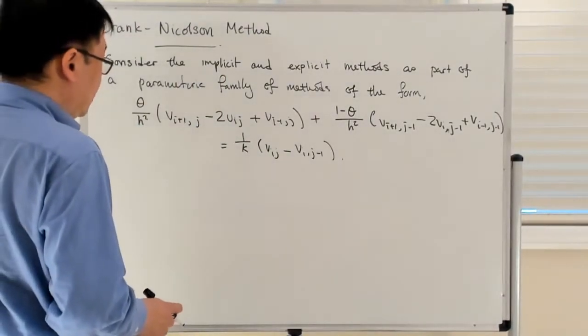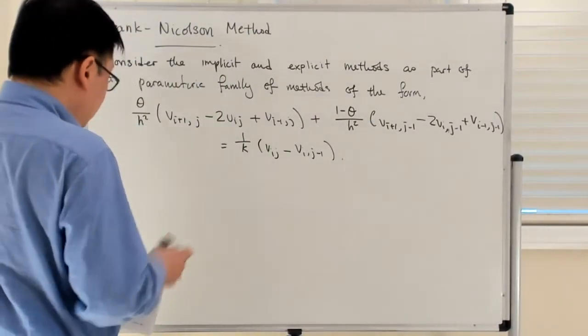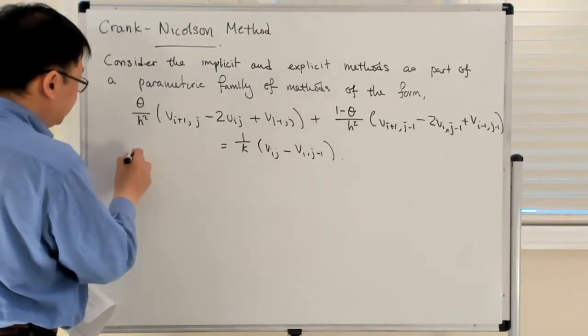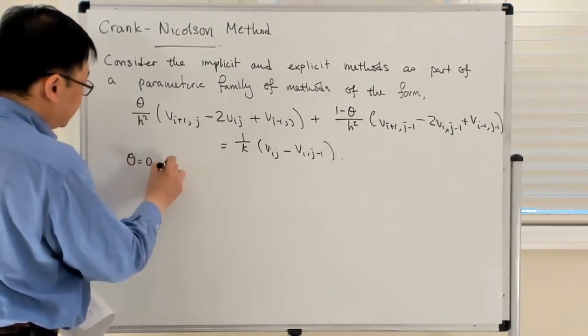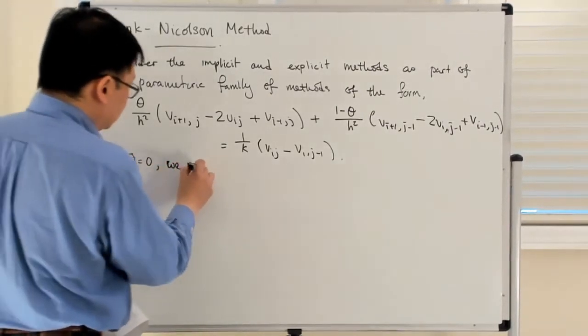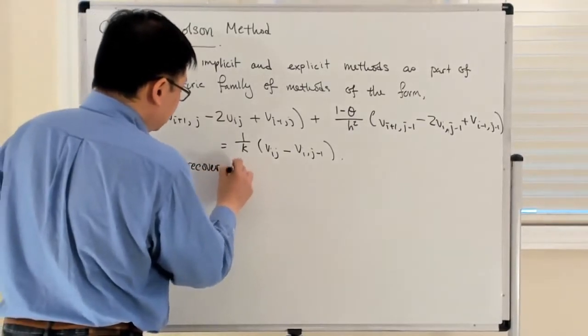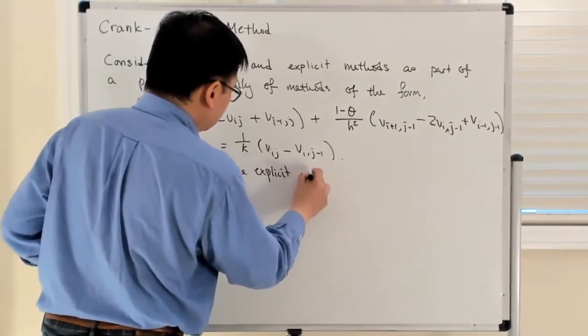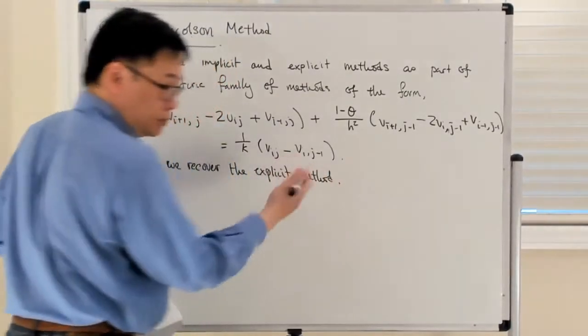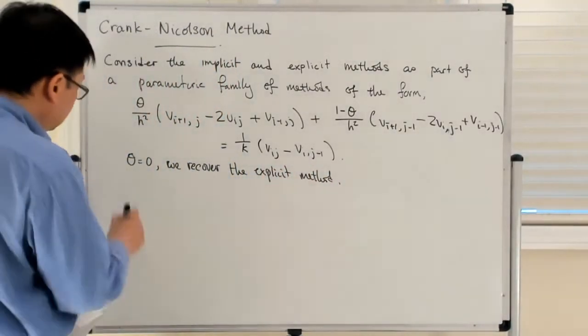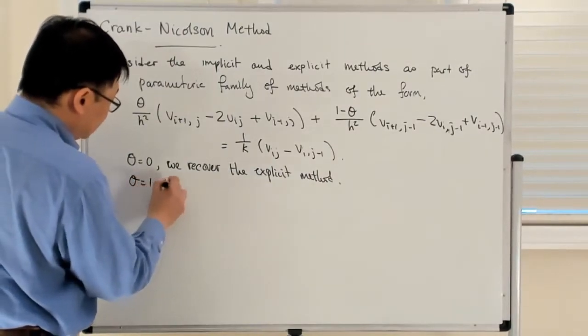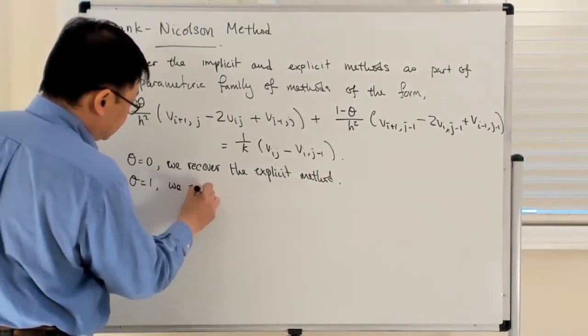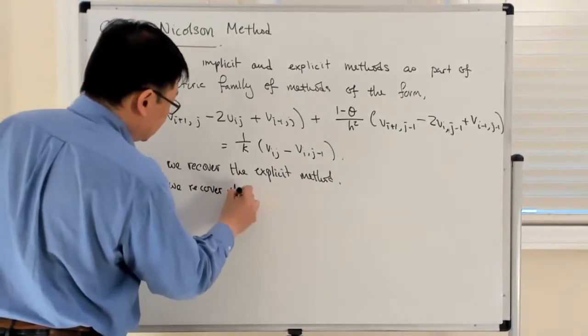Okay, and it's easy to convince yourself that when theta equals 0, we recover the explicit method, possibly up to reindexing. And then when theta equals 1, we recover the implicit method.